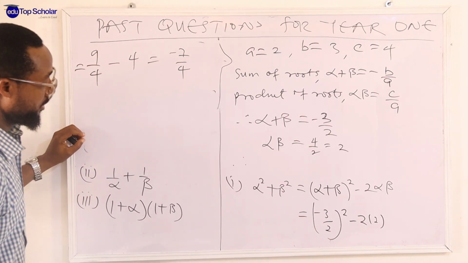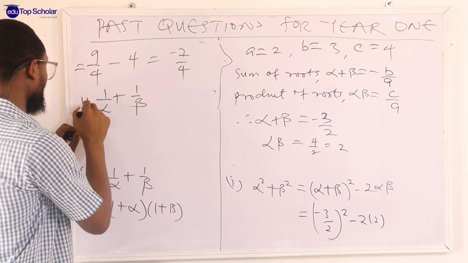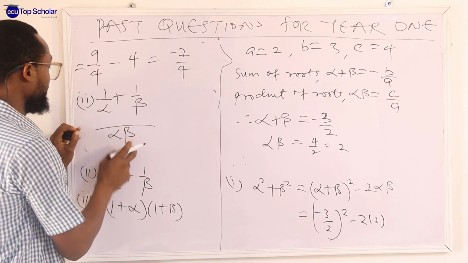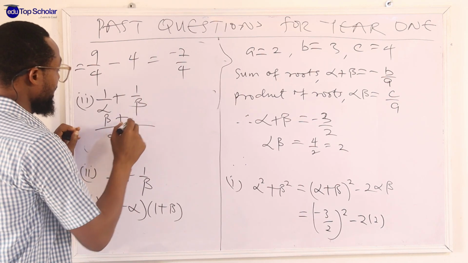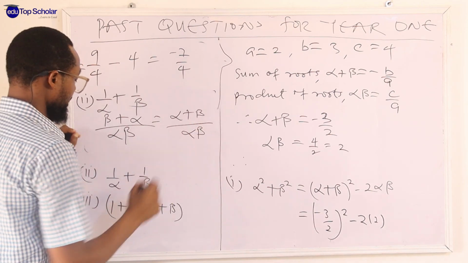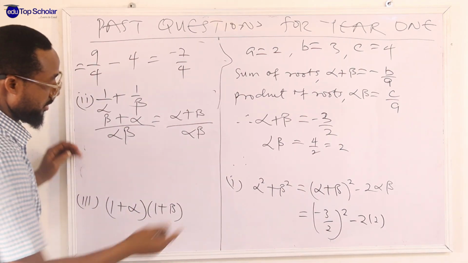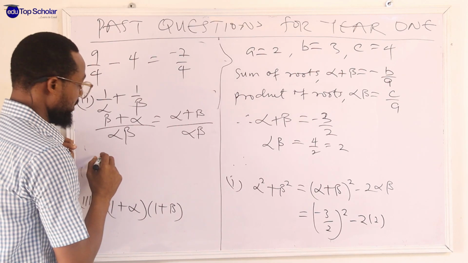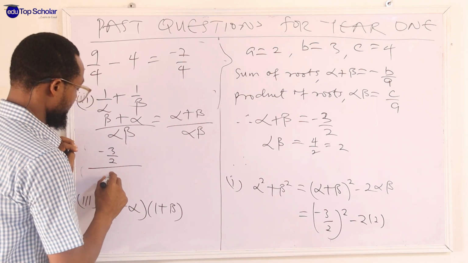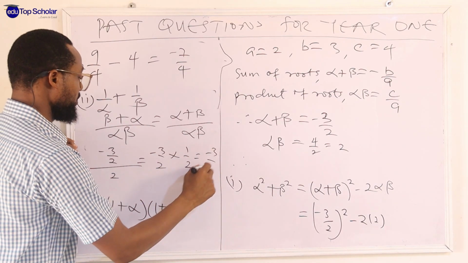And now, the next one is 1 all over alpha plus 1 all over beta. Number 2, we have the LCM will be alpha beta, alpha here, beta by 1, plus beta here by 1, we have alpha. Therefore, we have alpha plus beta. We can rearrange that one to have this. And all we needed to do now is also substitute their values. Alpha plus beta, minus 3 over 2, all of this divided by alpha beta, 2. So this will be minus 3 over 2 multiplied by half. And we have minus 3 over 4.